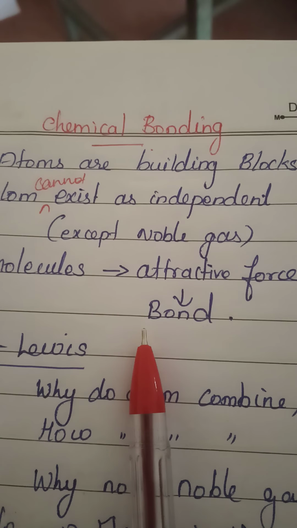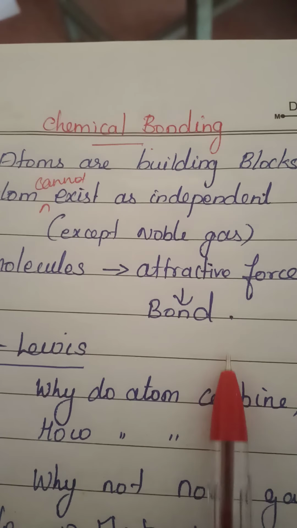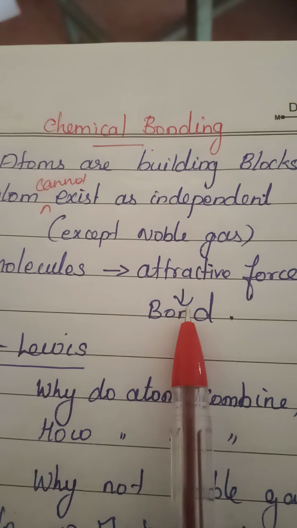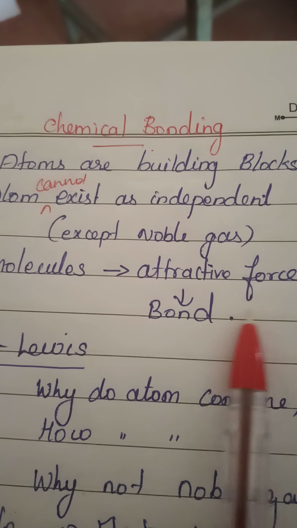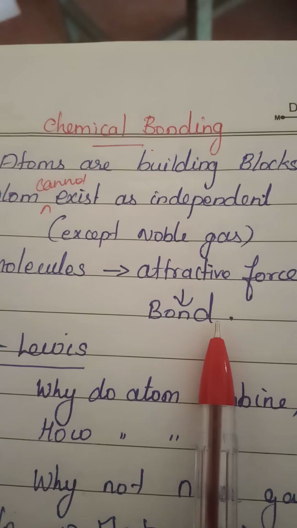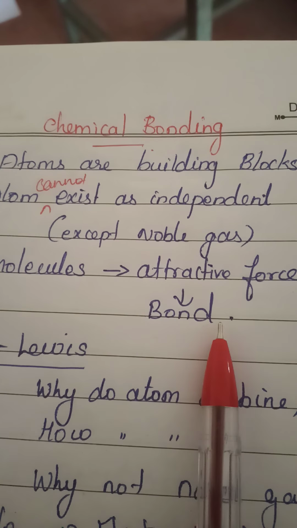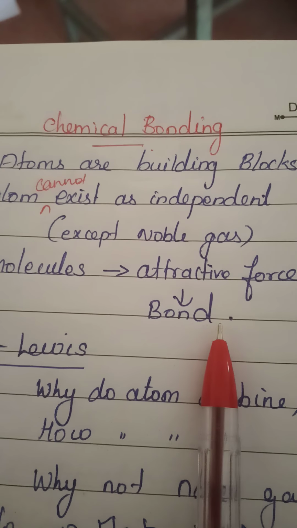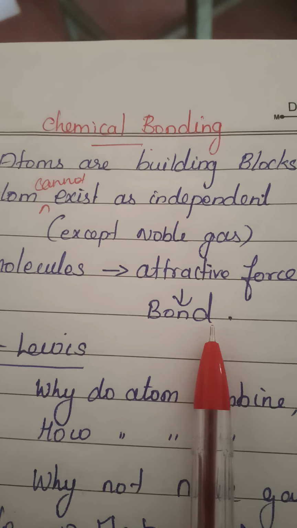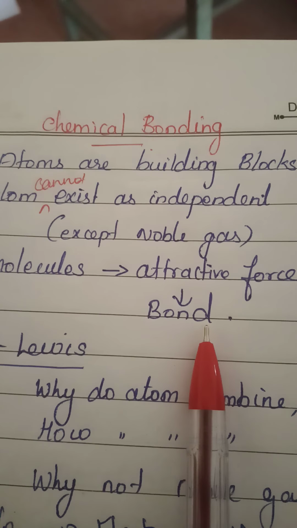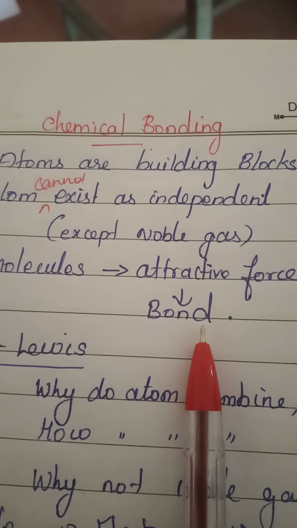So from this we can define the chemical bond. What is a chemical bond? A chemical bond is a force of attraction. It is an attractive force between the atoms which keeps them together. So what is a bond? A bond is a force of attraction that keeps two atoms together. That is called a chemical bond. We know that atoms combine with each other to form molecules, and the molecules are kept as a single unit with the help of this chemical bond.